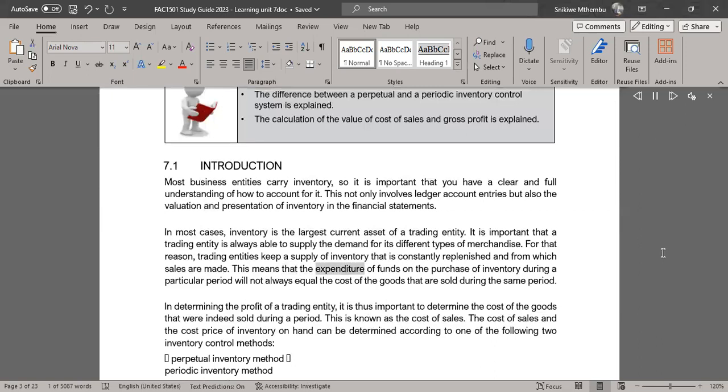This means that the expenditure of funds on the purchase of inventory during a particular period will not always equal the cost of the goods that are sold during the same period. In determining the profit of a trading entity, it is thus important to determine the cost of the goods that were indeed sold during a period. This is known as the cost of sales. The cost of sales and the cost price of inventory on hand can be determined according to one of the following two inventory control methods: Perpetual Inventory Method, Periodic Inventory Method.